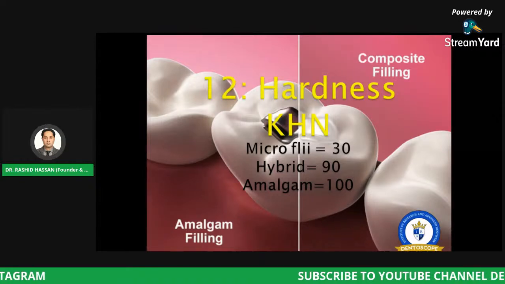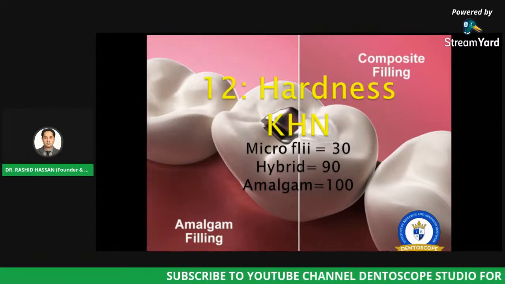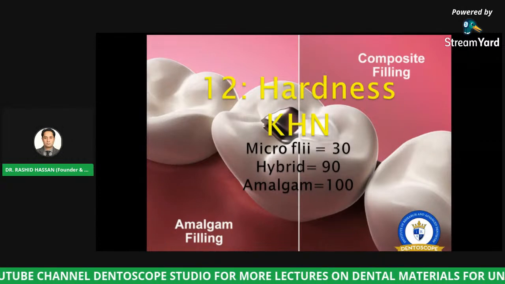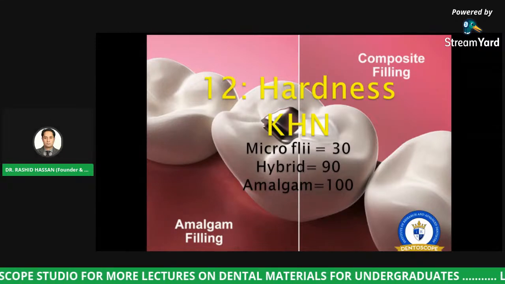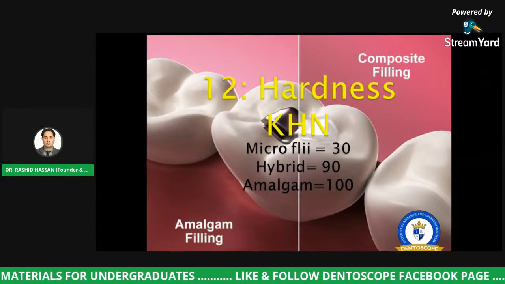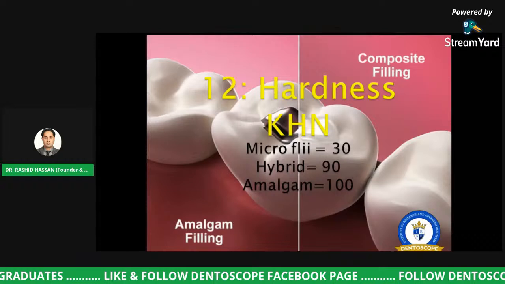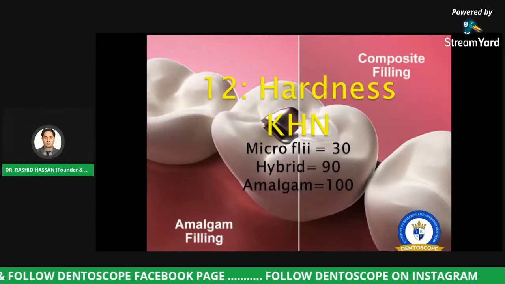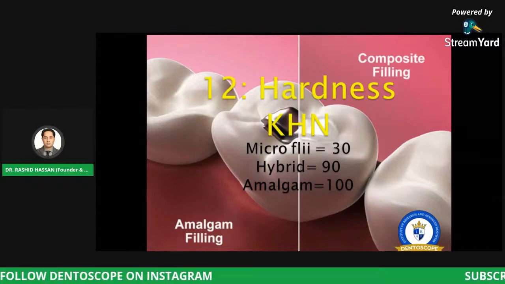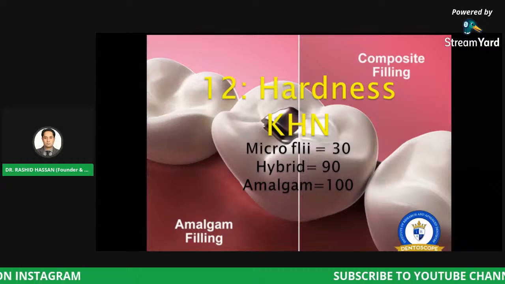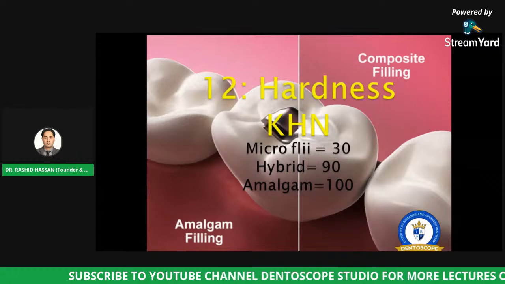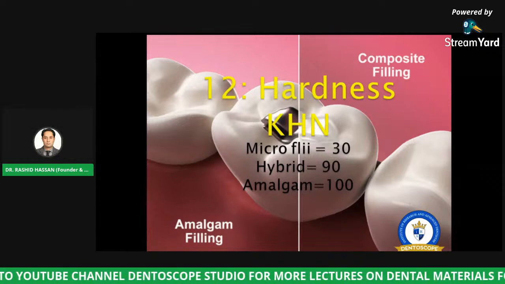Well, let's talk about the mechanical property of hardness. Well, hardness, as we are all familiar, is the resistance of a material to indentation or scratching. Well, dental amalgam, if we look at these values, the Knoop hardness number of dental amalgam is about 100, which is always better than either microfilled or hybrid dental composite, which have the value of 30 and 90 Knoop hardness number respectively. So, dental amalgam by far is the hardest among the two restorative materials.